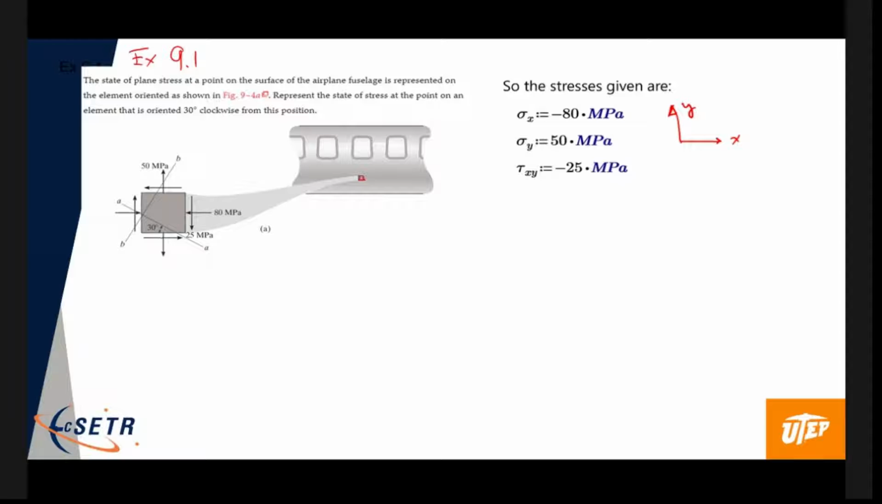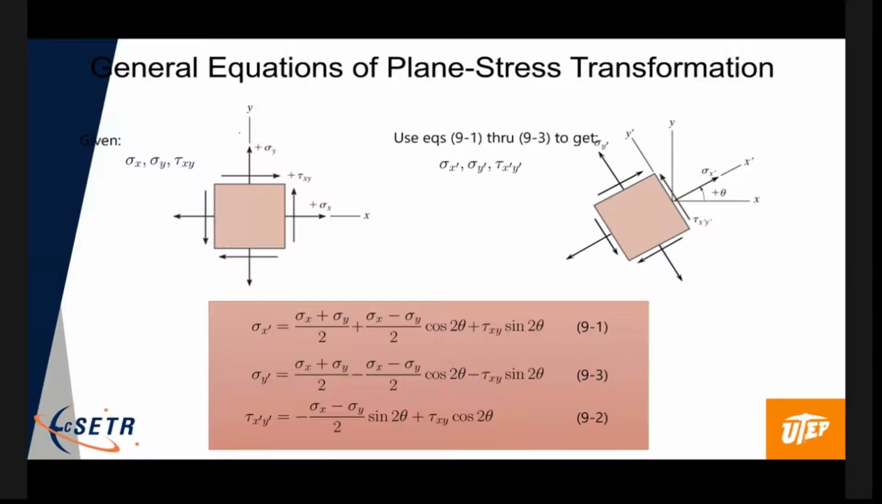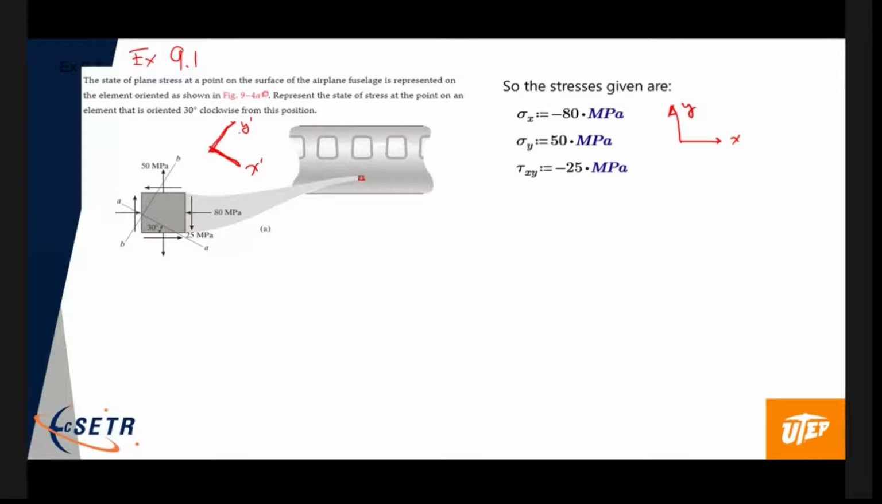And they want us to find the state of stress in this rotated coordinate system given by the cut lines A and B, all right? So we can think of that as an X prime and a Y prime. So we want to get the components in, oh, what's going on? Okay, I got to write this all out. So we want to actually get the components in something that looks like this.